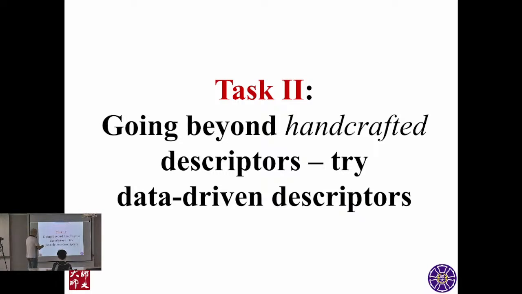And the next one is, can we go beyond handcraft? Handcraft meaning the first stage, where we need to collect the descriptor from some online descriptor package. So somebody already defined what descriptors can be generated in that package. So it's human handcrafted information. And we are trying to see, can we just ask the machine to do this? Ask the machine to automatically generate that information. So that's why I'm saying here, going beyond handcrafted descriptors, try the data-driven descriptor, so the descriptor is generated by the data and by the machine.